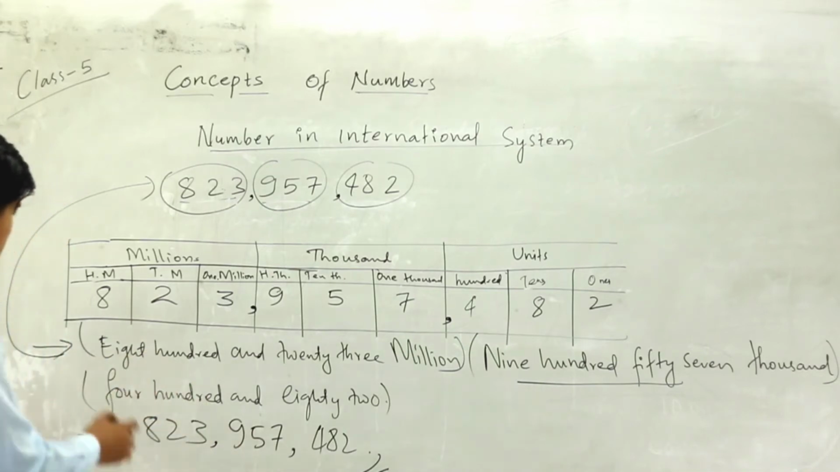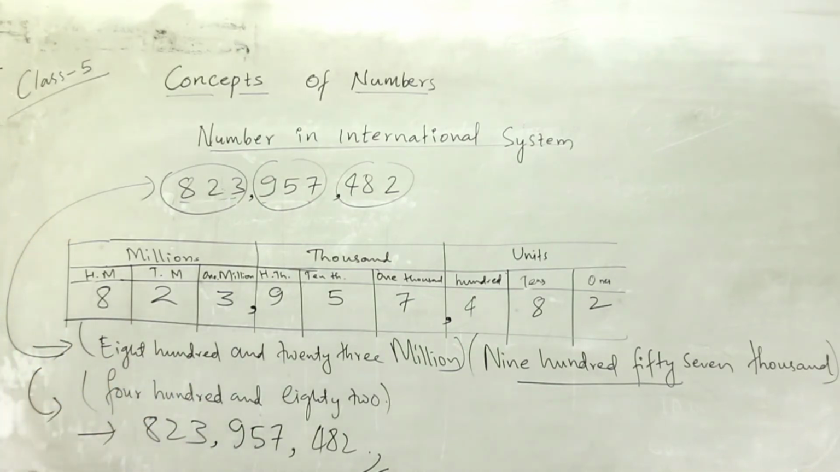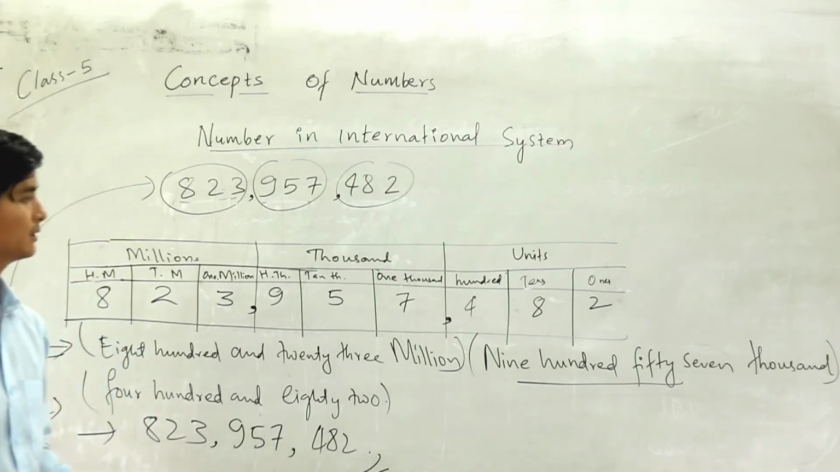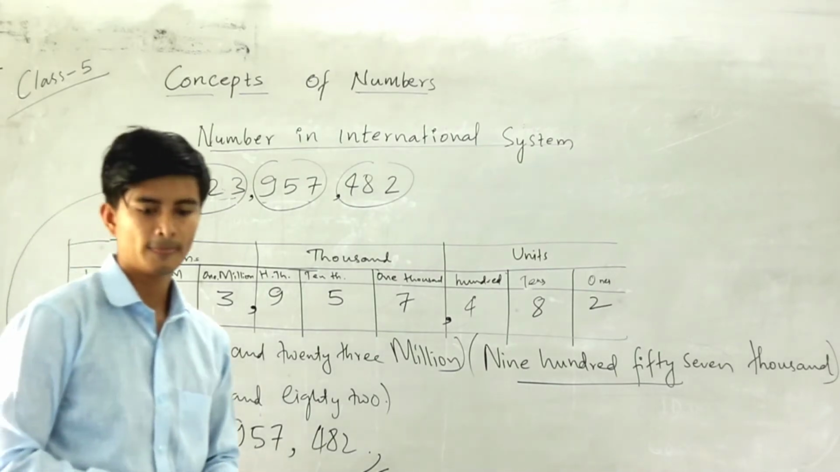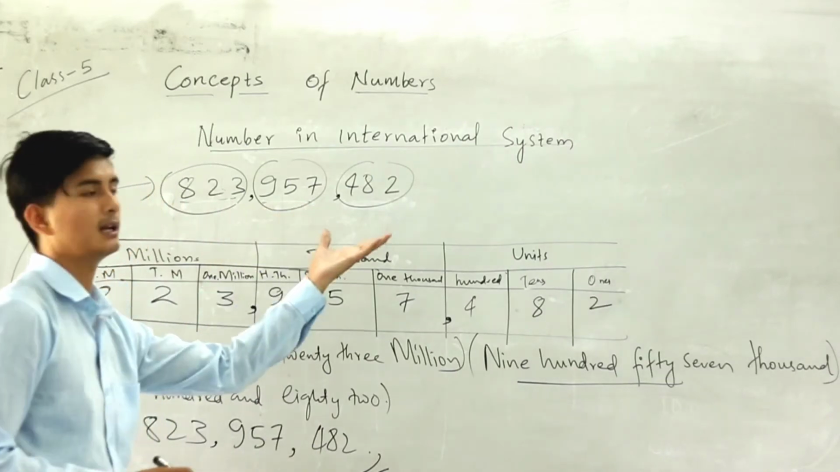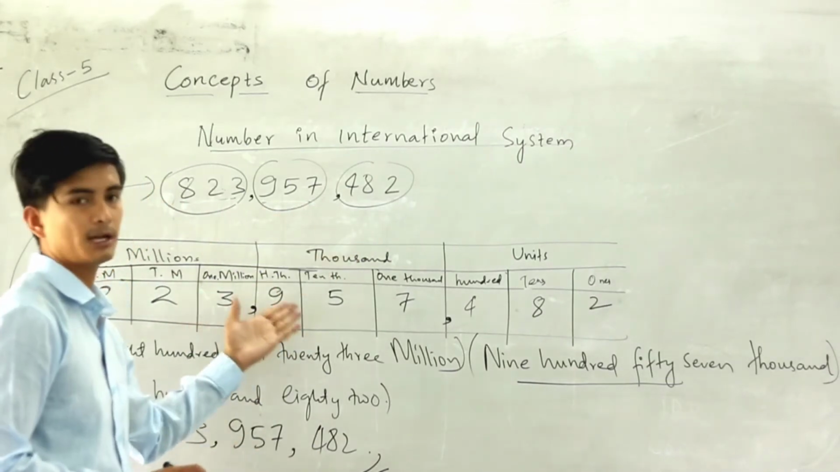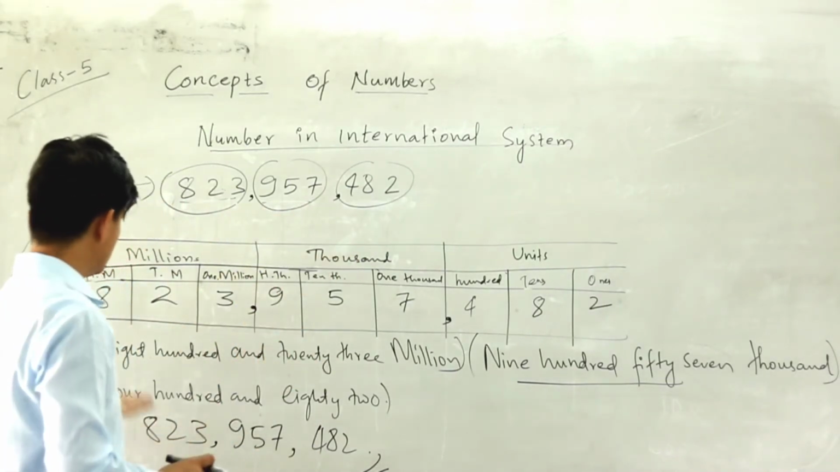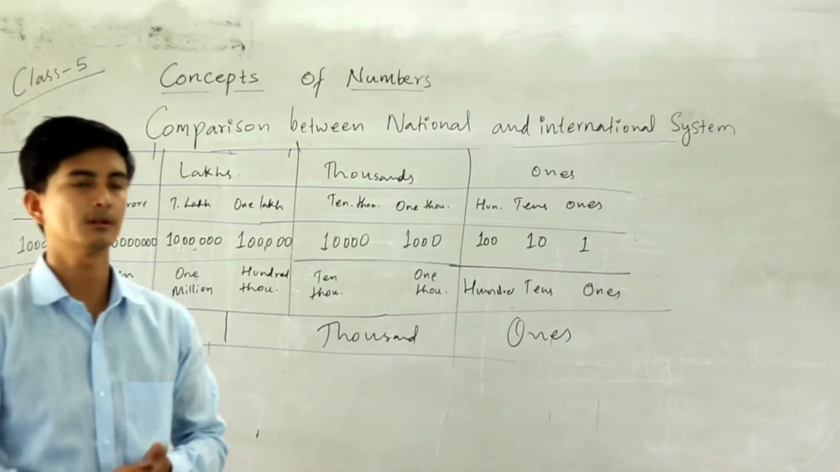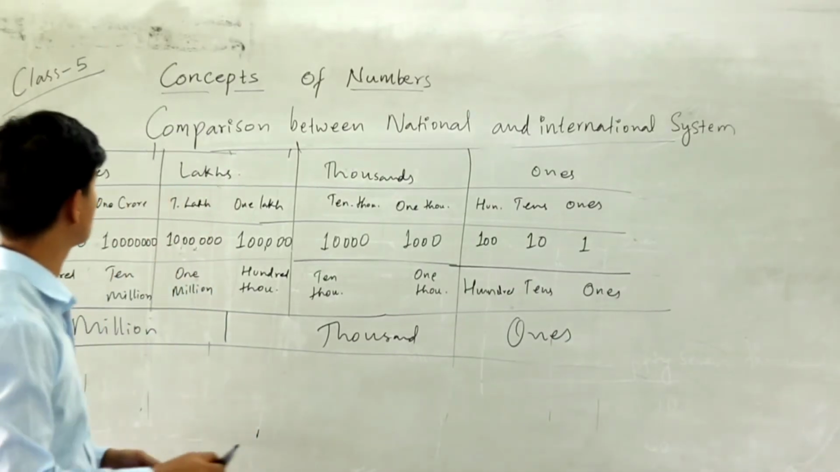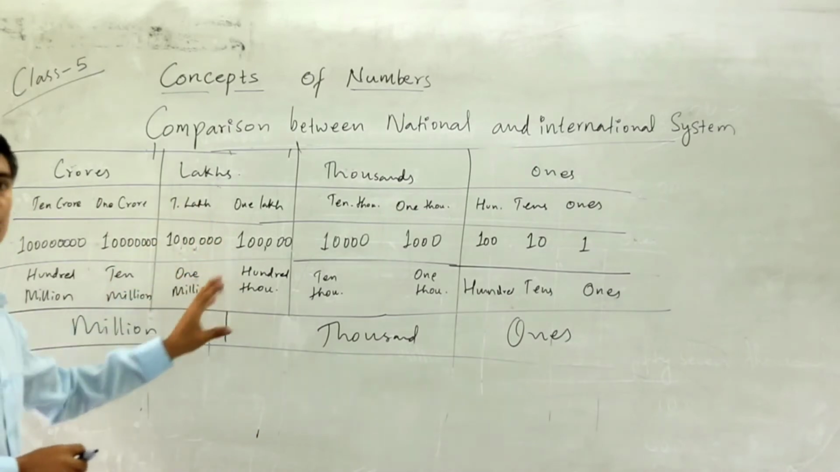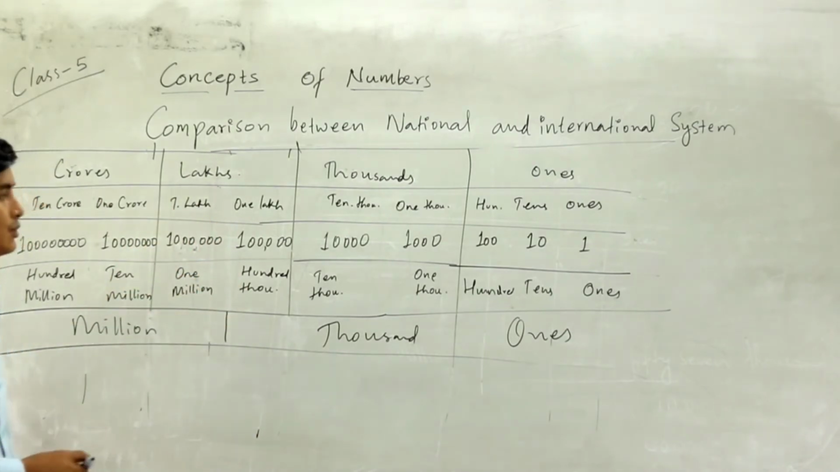Right? So in this way you can do it by yourself also. So there are many questions in your books. You can try by yourself, right? By putting any numbers, or you can write any numbers and try to do this. Okay. I have done here two charts together. Okay. Two place value charts together.